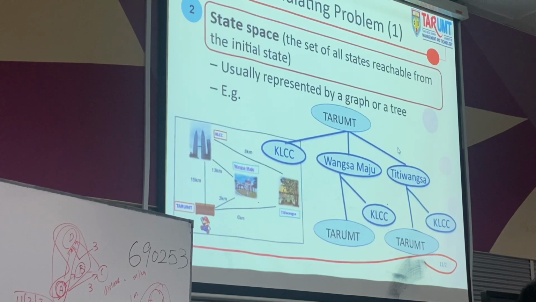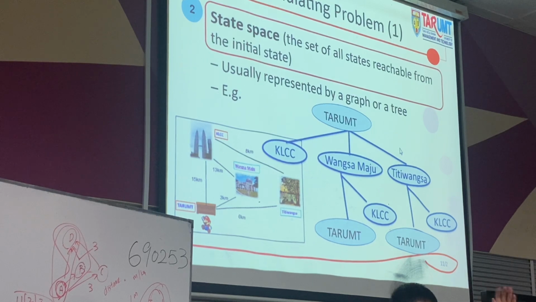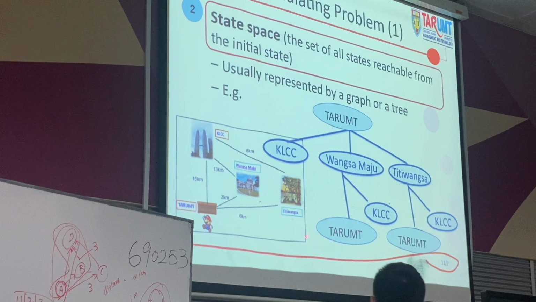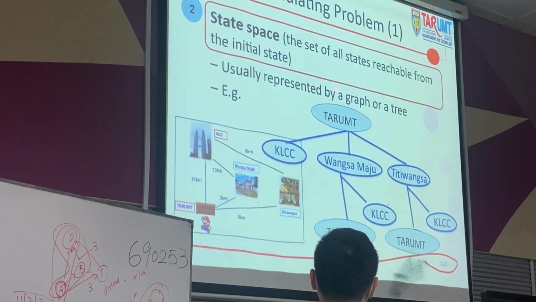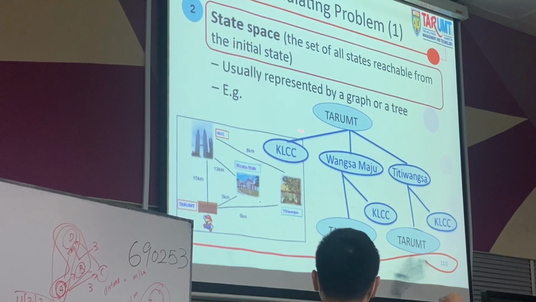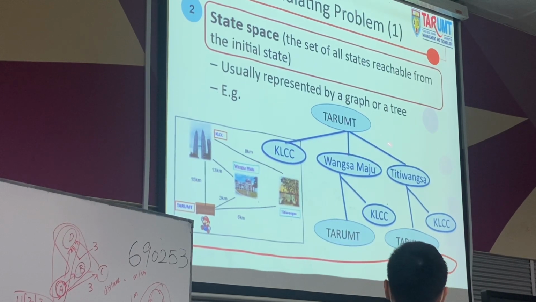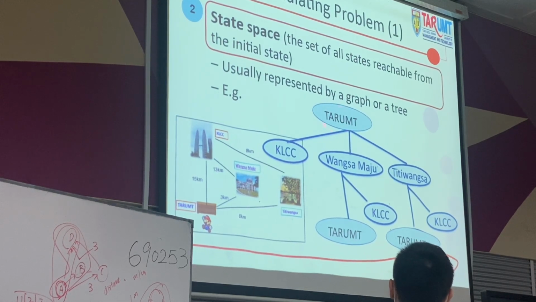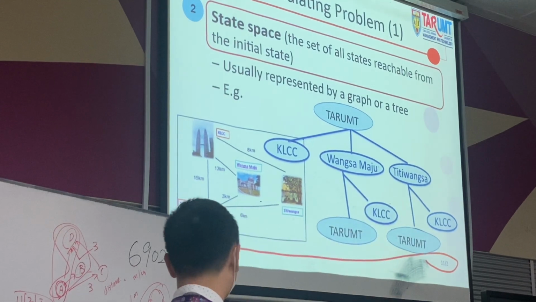Right, so that is the state space. As I mentioned, state space is the space that consists of all the states from the beginning until the end. If you look at this map, from Time UMT, normally the initial point we put at level 0. The Time UMT can expand to the KLCC, the Wangsa Maju and the DD Wangsa. So we have 3 branches.